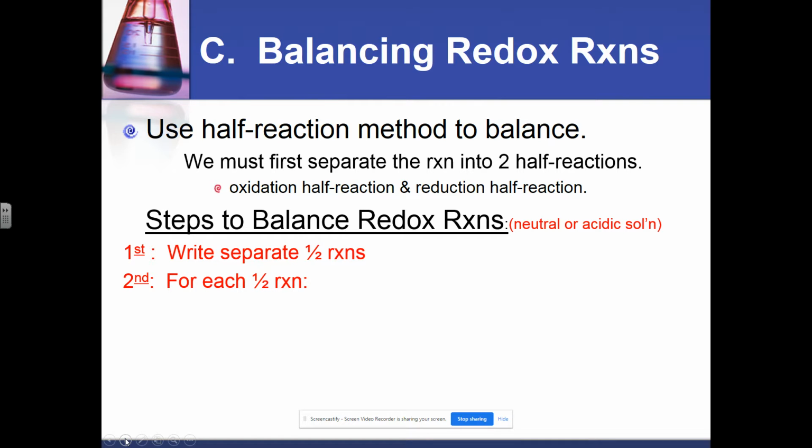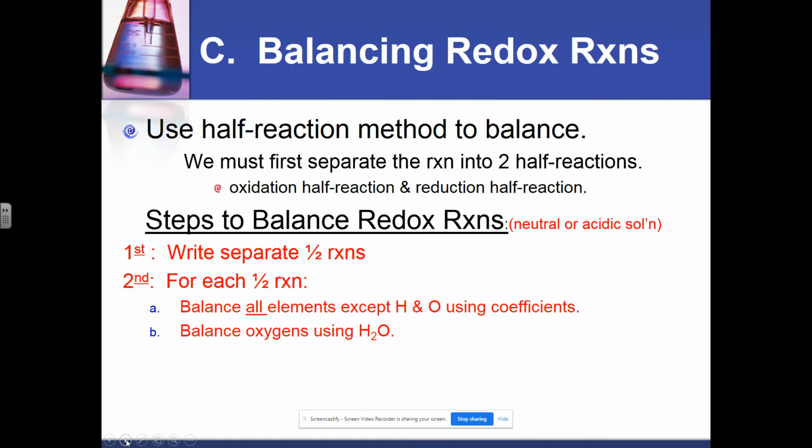Now for each half reaction, you're going to do a couple of things. The first thing you will do for each half reaction is balance all elements except for hydrogen and oxygen using coefficients. So you're going to look at your half reactions, and if there are any atoms other than hydrogens and oxygens, you're going to use coefficients as you would normally do with a balancing equation.